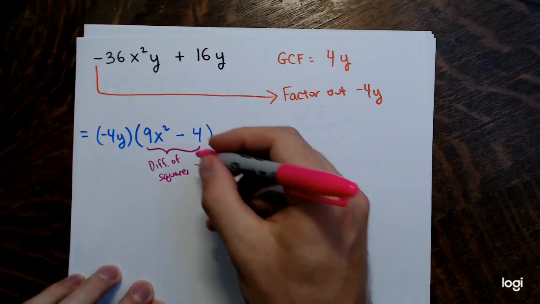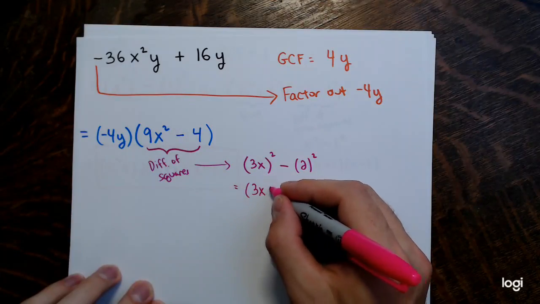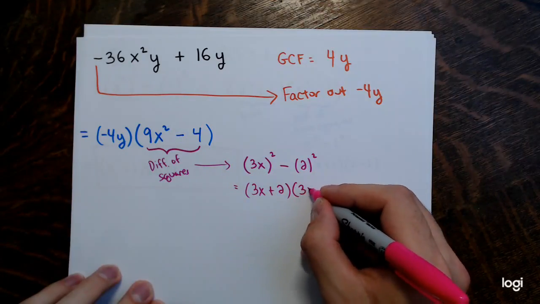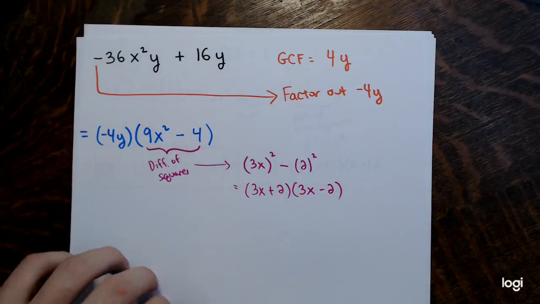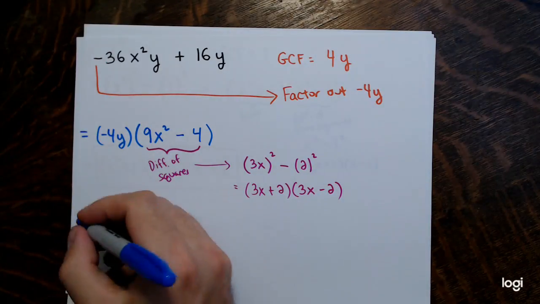So the way this factors would be 3x plus 2 times 3x minus 2. And then we're basically done. Let me just write the end over here.